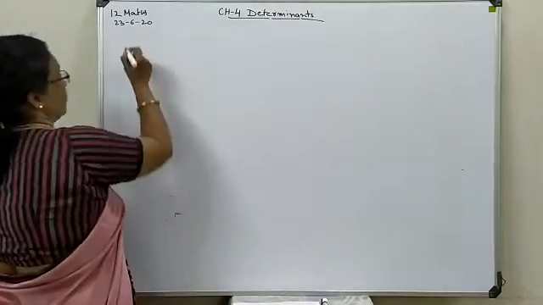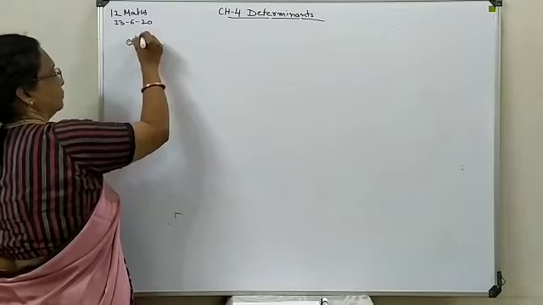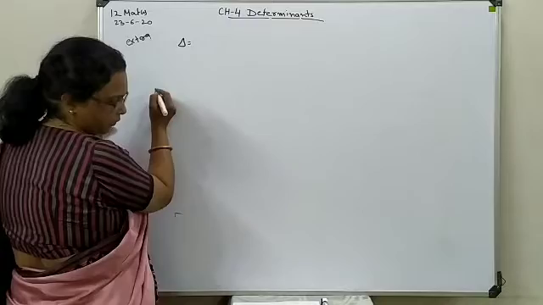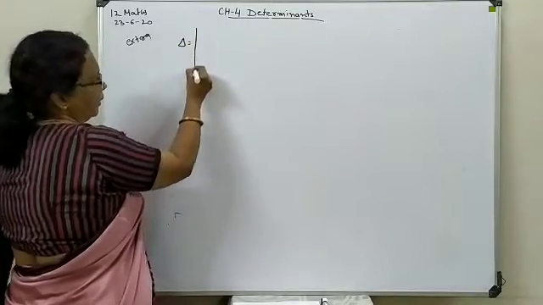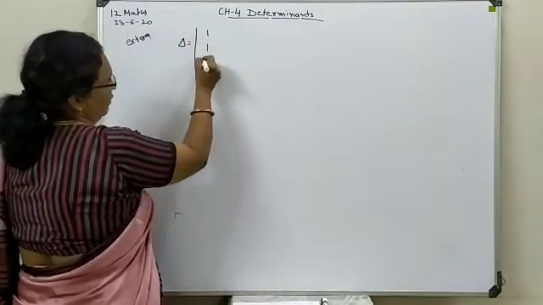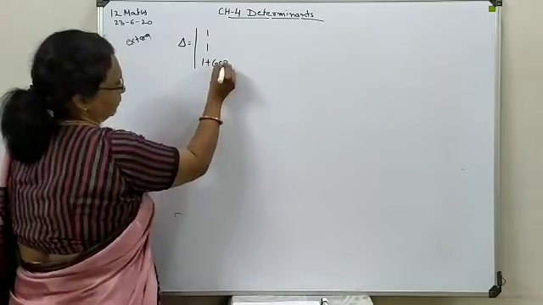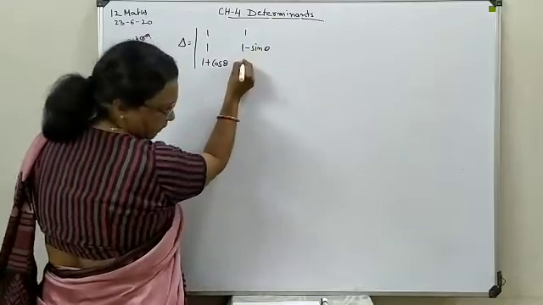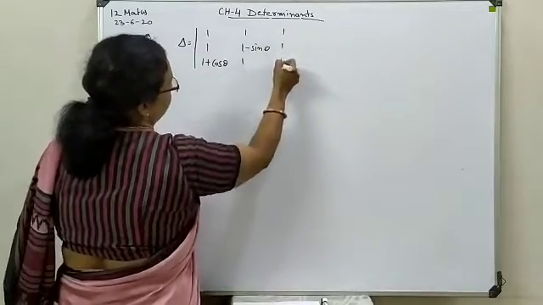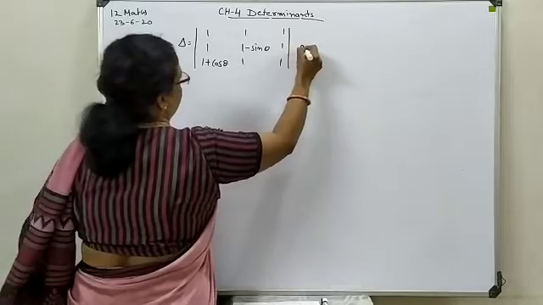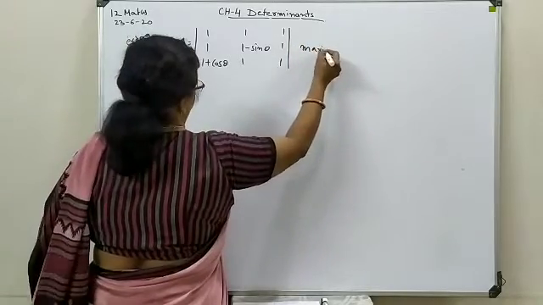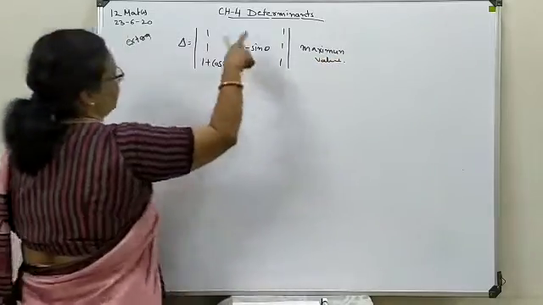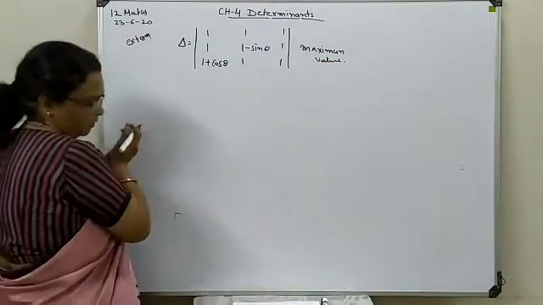Now here one more question we are having based on that, in which the determinant value we have to evaluate for a maximum solution. The determinant is available as 1, 1, 1 plus cos of theta; 1, 1 minus sine of theta, 1; and 1, 1, 1. You have to go for the maximum value evaluation. What will be the maximum value for the given determinant? So let's start with the solution.